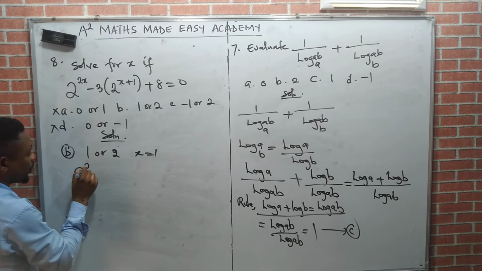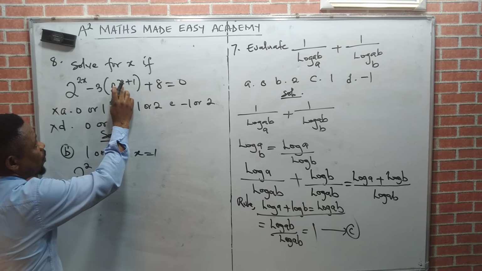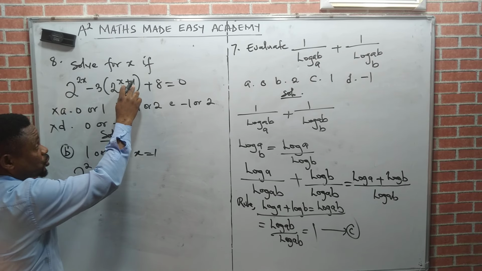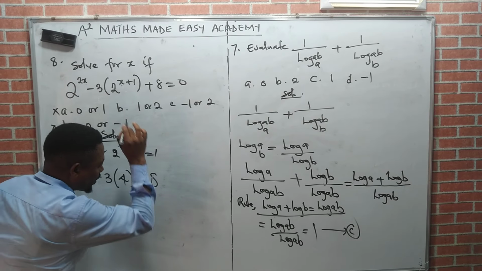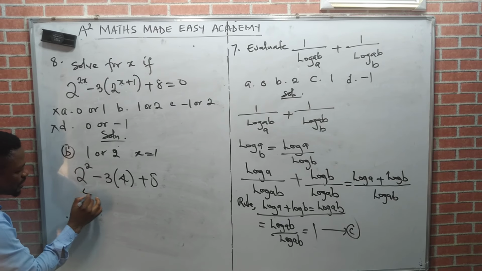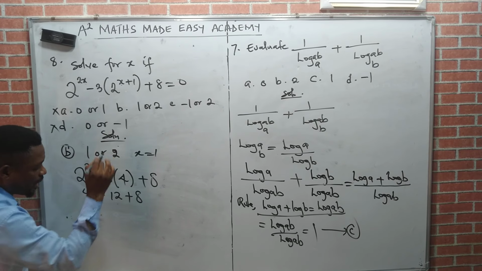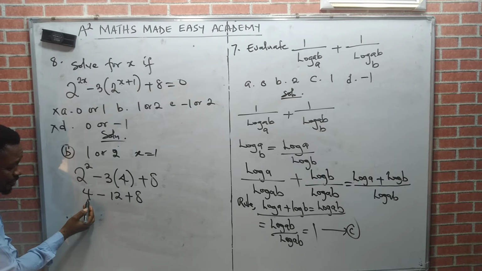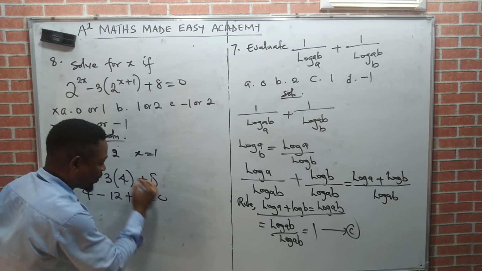1 times 2 should give us 2 minus 3, open bracket. What is x? 1. 1 plus 1 is what? 2. Then 2 raised to power 2 should give you what? 4. Then talk to me about 8, right? Wow. What is this? Is it not 4? My goodness. 3 times 4 should give you 12. Then plus what? 8. Something is about to happen. Watch. 4 minus 12 is minus 8. Talk to me. Minus 8 plus 8. Oh my goodness. Is 0.